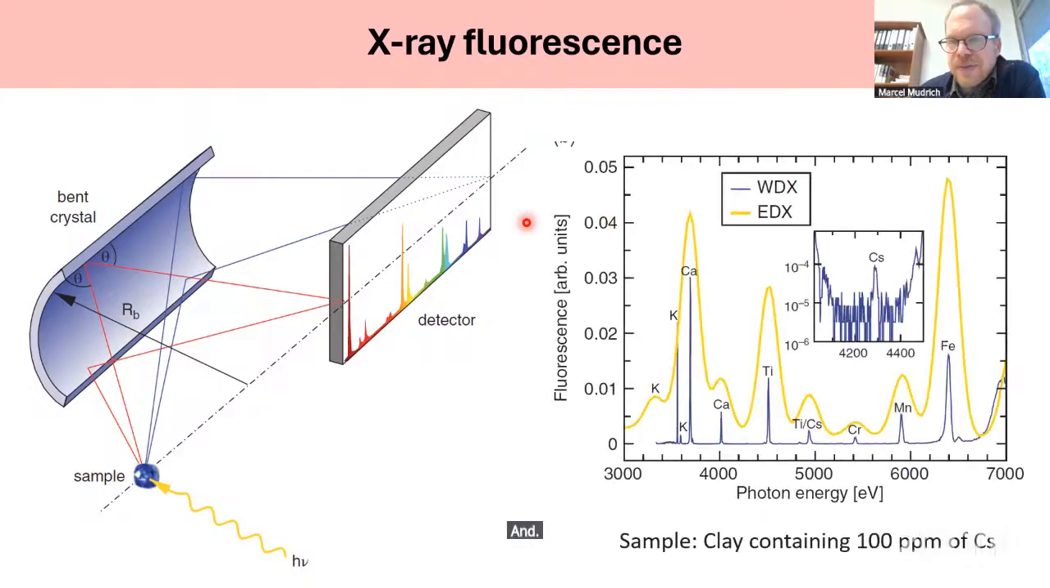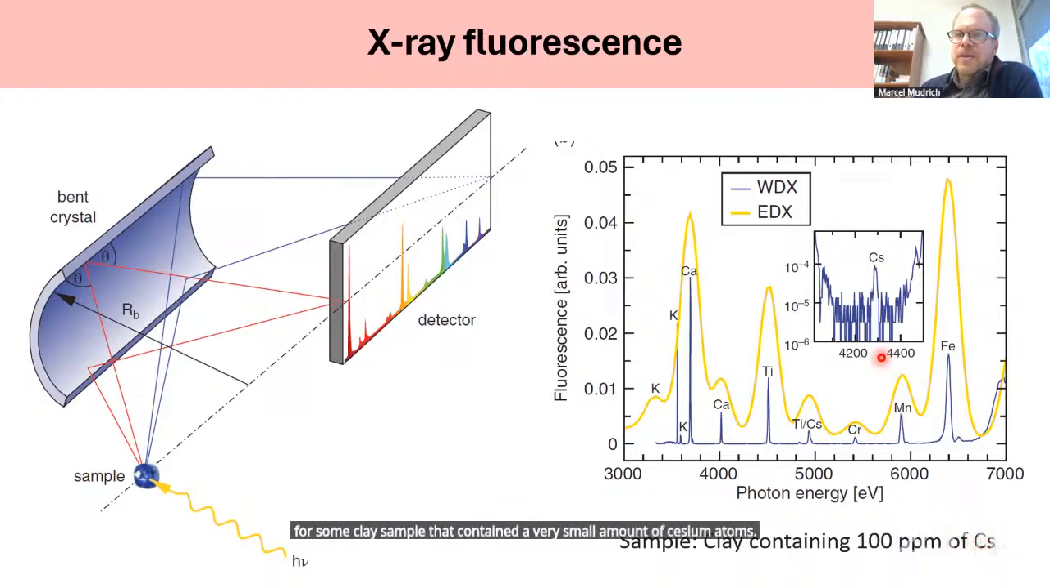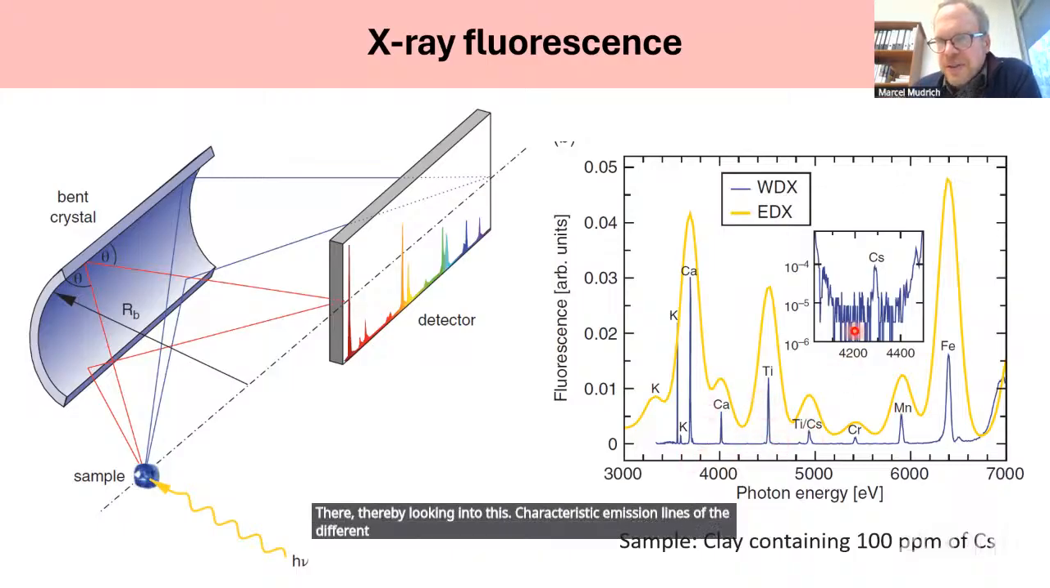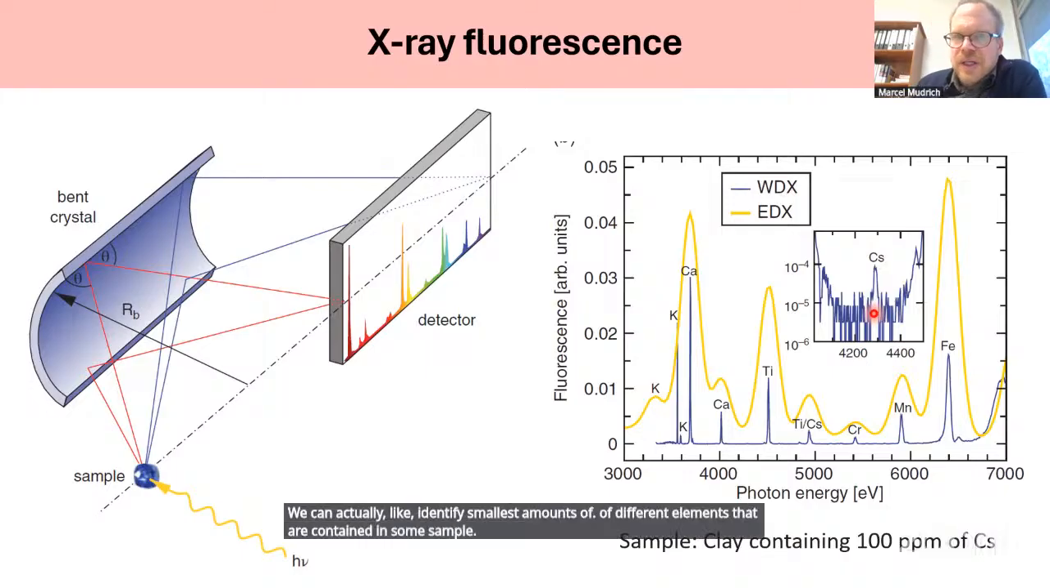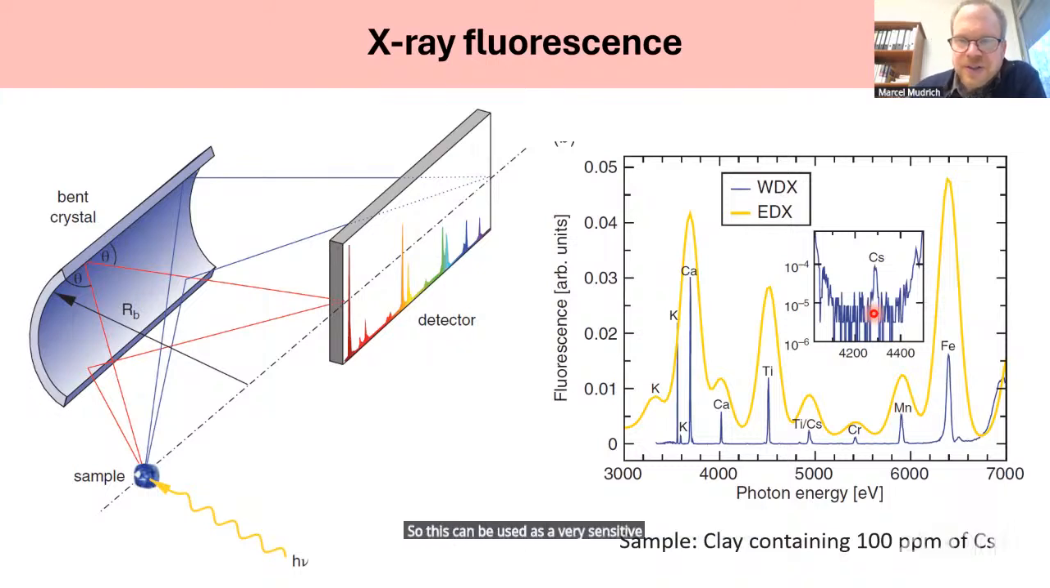And for example, an X-ray fluorescence spectrum, spanning the range of a few kilo-electron volts here, for some clay sample that contained a very small amount of cesium atoms. There, by looking into these characteristic emission lines of the different materials, we can actually identify smallest amounts of different elements that are contained in some sample. So this can be used as a very sensitive analytic tool to analyze the composition of some samples.